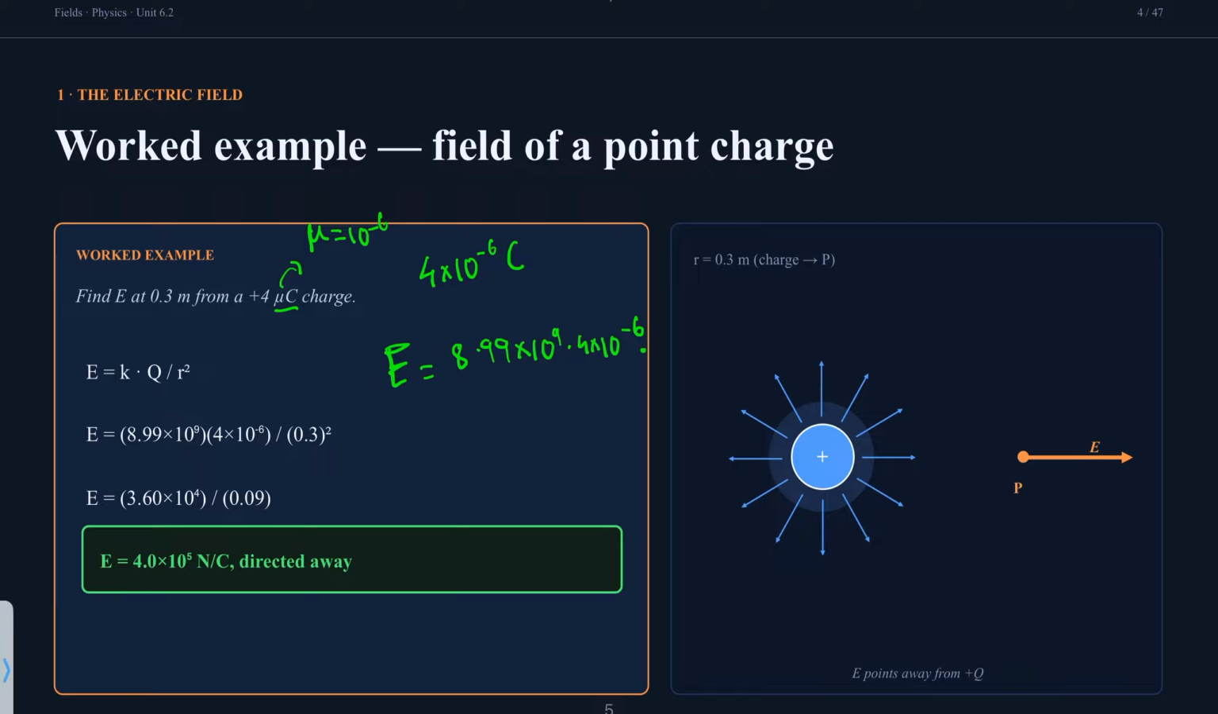An electric field doesn't need two charges. It's not the force exactly, but think of it as the strength emitted by one charge at a certain point. Okay, and that over 0.3 squared, because it's over R squared, right? So K times Q over R squared, which would give you 4 times 10 to the 5 Newton per coulomb.